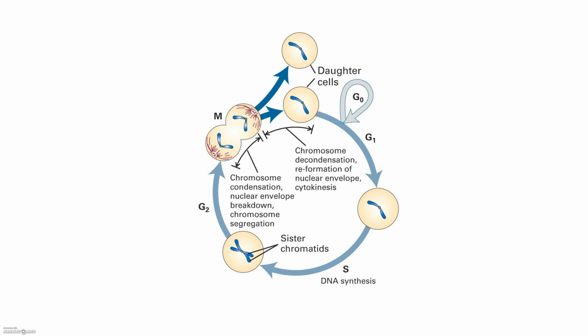Today I'm going to talk about cell cycle regulation. And before we start, I want to talk about the cell cycle itself. As you can see here, the cell cycle consists of 4 different phases. You have the G1 phase, S phase, G2 phase, and M phase.